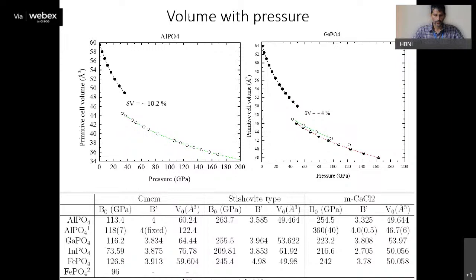This is calculated using a first principle simulation: the equation of state in various phases, CMCM, stishovite type, and MCACL2. And depending upon structural stability, one can construct a full pressure volume behavior in the different pressure regions.